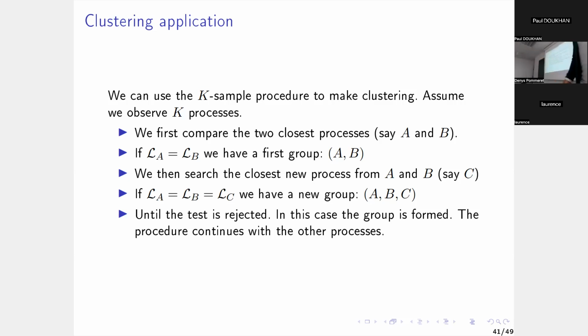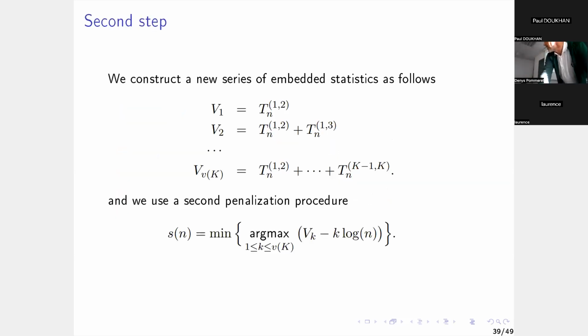So I have a question. What does this mean, closed process, in terms of statistics? You have computed all the 2 by 2 statistics. This is 1, 2, in an arbitrary order. So now I have computed T1,2, T1,3, T2,3, and so on. I choose the minimum.